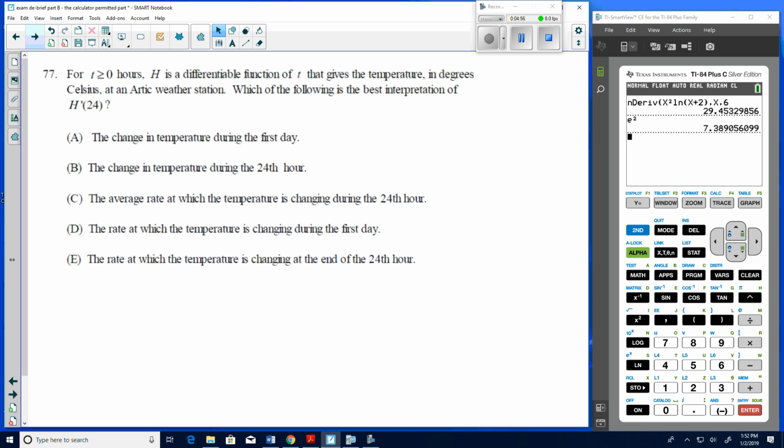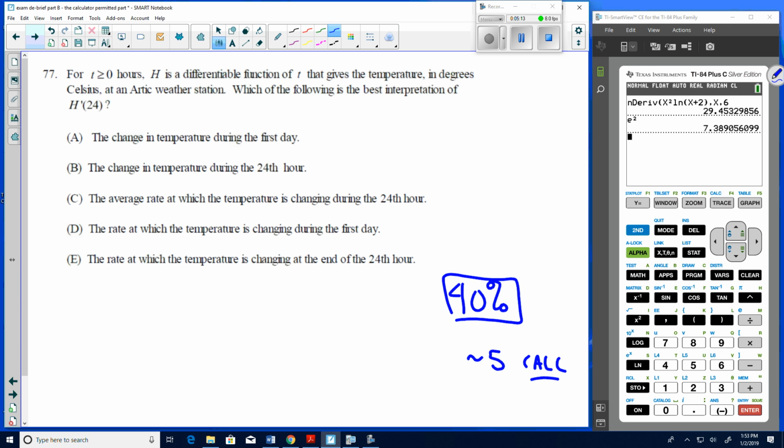Only about 40% of the calculator-permitted problems actually require a calculator. I gave you 10 on this exam. You're going to figure about 5 will need a calculator. For the other 5, a calculator doesn't do you any good, and this is an example of where the calculator doesn't do you any good. So we've got h, some differentiable function, which means we can find a derivative.